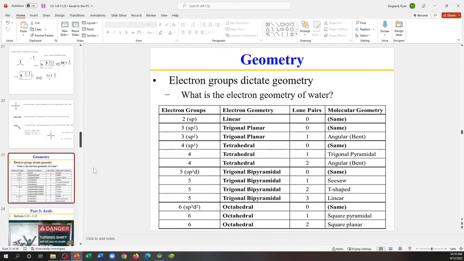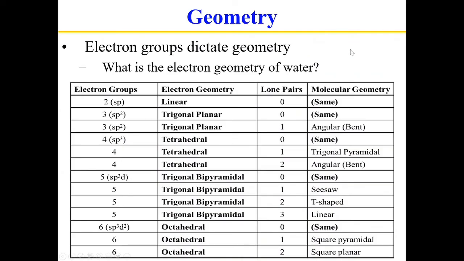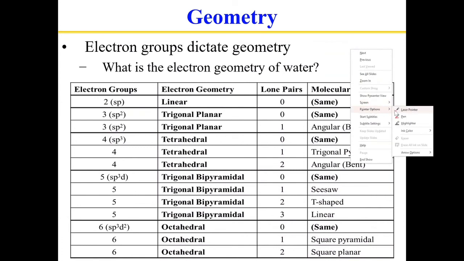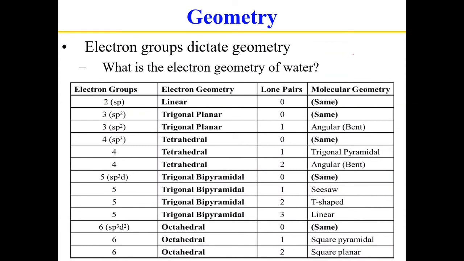All right. Finally, let's look at just one more example and call it a day. What is the electron geometry of water? Well, water is H2O. I hate doing this, but I am going to use my mouse as a cursor, and it's going to be a mess. So be prepared for this.